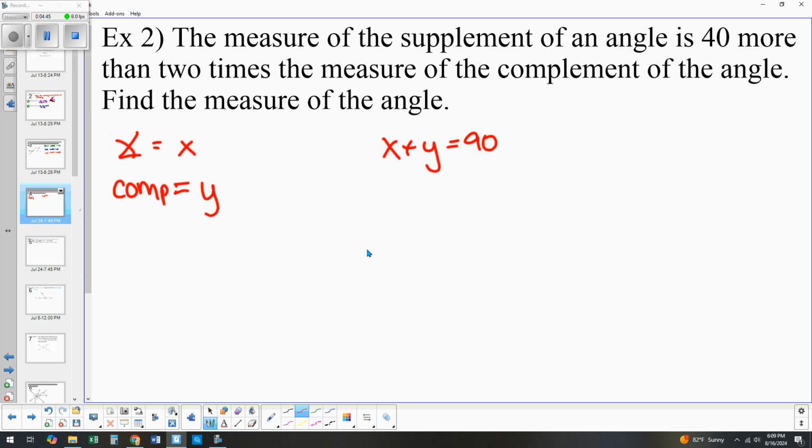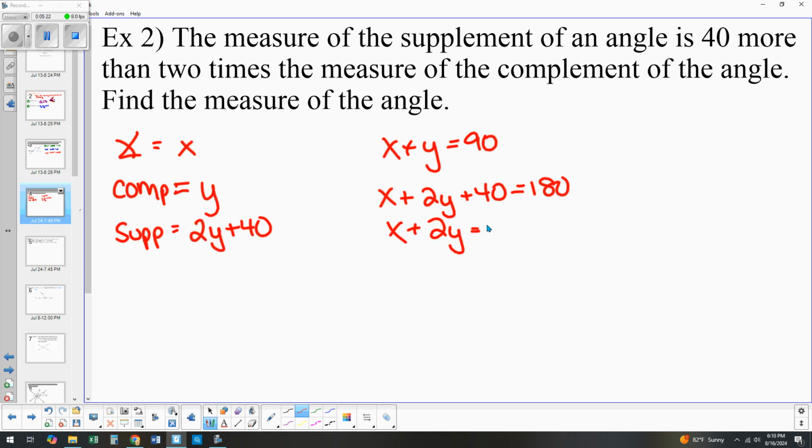They're comparing the supplement to the complement, and that's why I chose the complement to be my singular variable, because now my supplement is 40 more than 2 times that. So 40 more than 2 times this. So 2y plus 40. So now the angle and its supplement equals 180. And what we have is a system of equations. We could solve this either using substitution or elimination. I'm going to use elimination. So I'm going to move the 40 over. So it's x plus 2y equals 140.